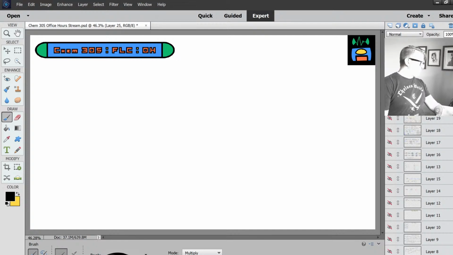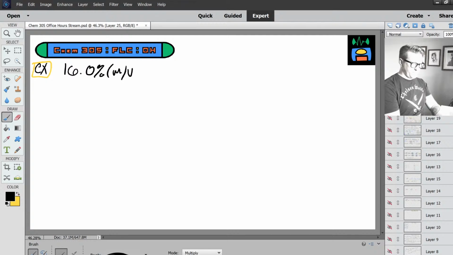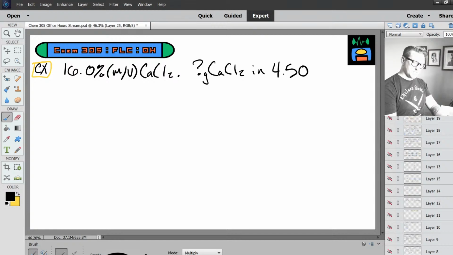Okay. So let's see. Oh, right. We're doing these problems. So our first example, we're told that we have a 16.0% mass to volume solution, calcium chloride. We're asked to find the grams of calcium chloride in 4.50 liters.